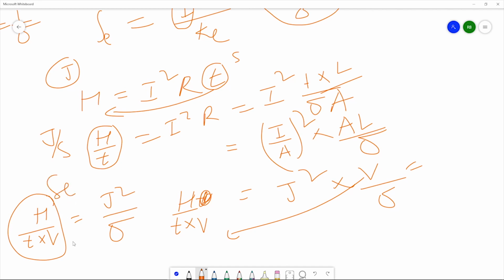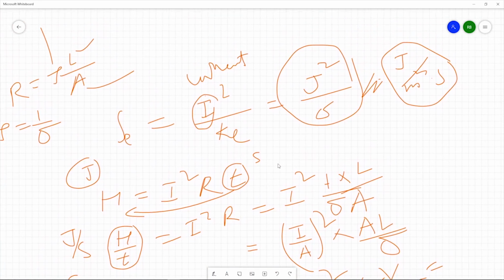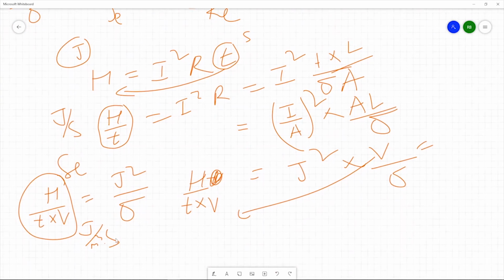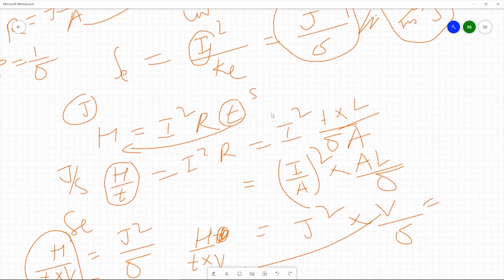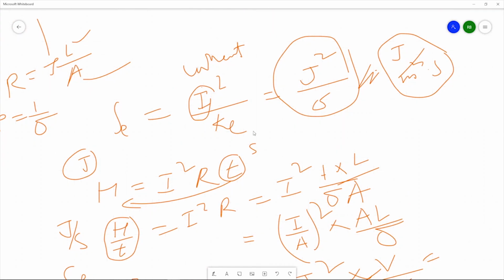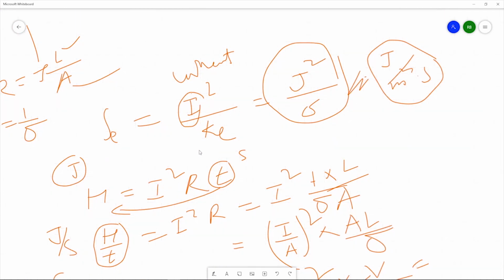What is the unit of SC? Joule per meter cube per second, right? This is how SC is written, as I square by KE, right? You have got J square by sigma. I square is nothing but current density as given in the book. Sigma is nothing but electrical conductivity. This is how you solve the problem using shell energy balance. Let's solve another problem.